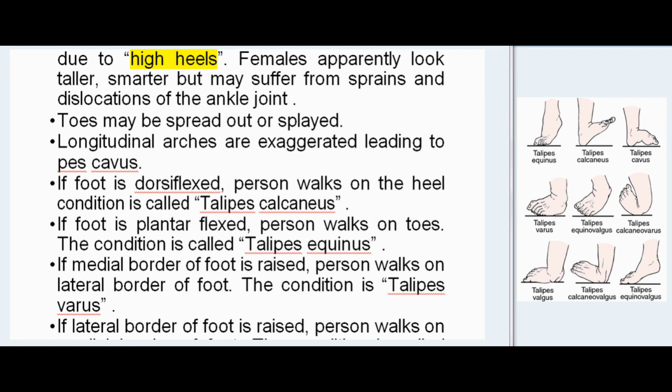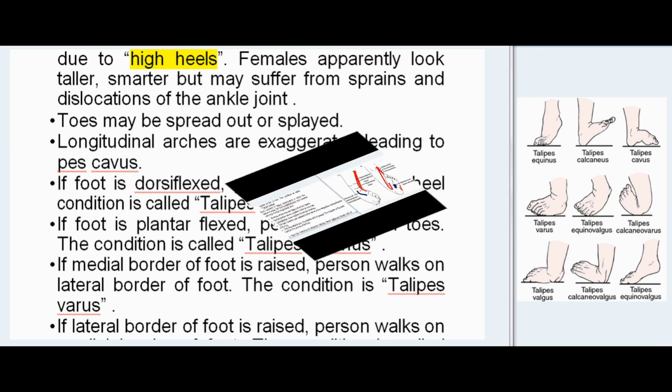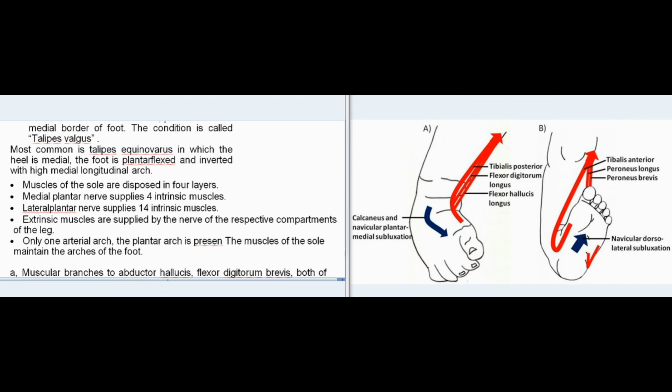If the foot is dorsiflexed, the person walks on the heel; the condition is called talipes calcaneus. If the foot is plantar flexed, the person walks on toes. The condition is called talipes equinus. If the medial border of the foot is raised, the person walks on the lateral border of the foot. The condition is talipes varus. If the lateral border of the foot is raised, the person walks on the medial border of the foot. The condition is called talipes valgus.